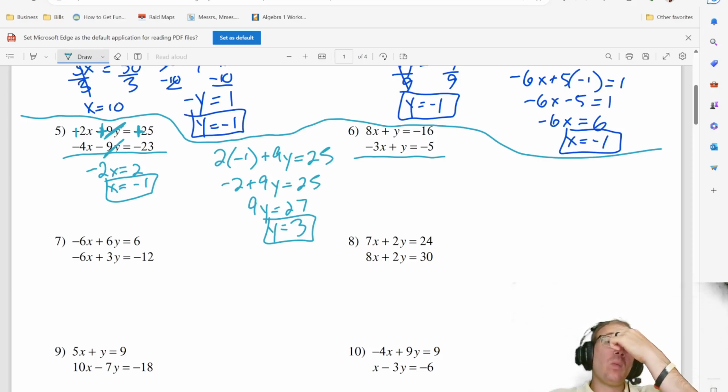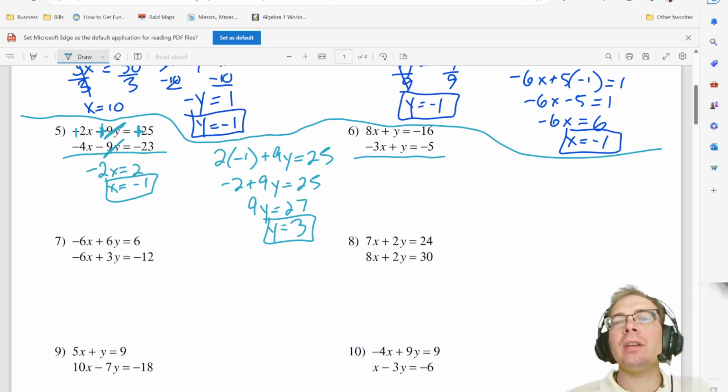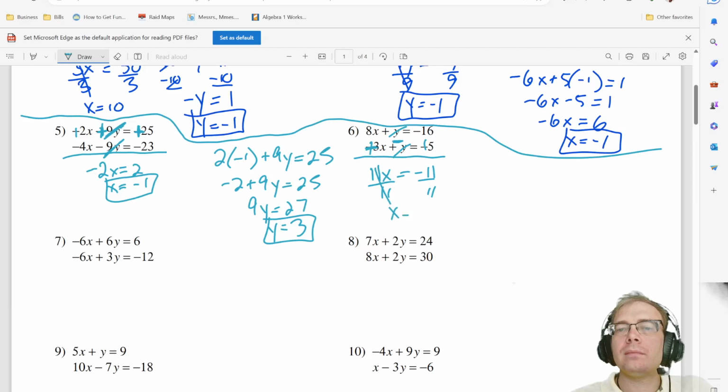Both of them are 1y positive, so I need to make one of these equations negative. How about this one? Change the sign of everything. Okay, so now this is plus. 8 plus 3 is 11. Y minus y is 0. -16 plus 5 is -11. X equals -1. All right, then I plug it back in.